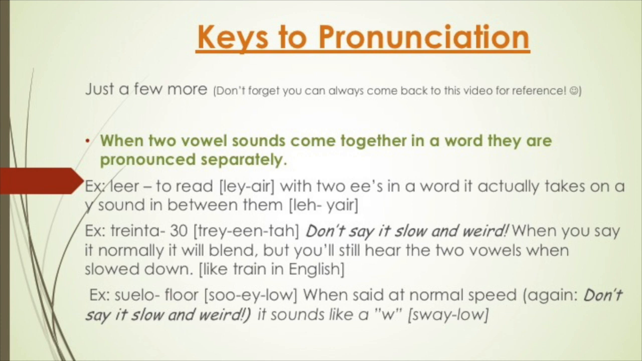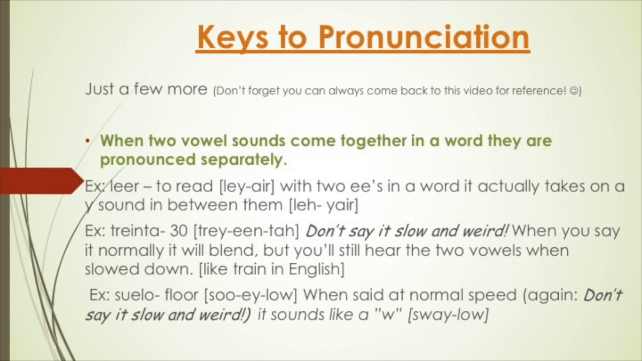All right, when two vowel sounds come together in a word, they are pronounced separately. Example, the verb leer, meaning to read. There are two E's there. Each E sound says le, er. With two E's in a word, it actually takes on a Y sound in between them. So it's actually sounding like this, leyer, leyer.